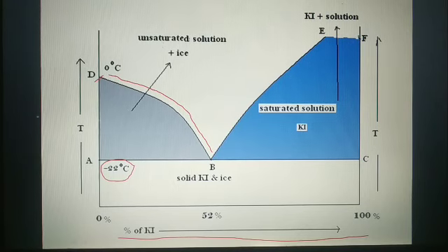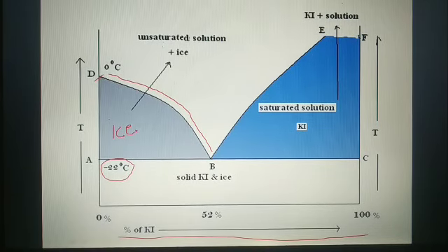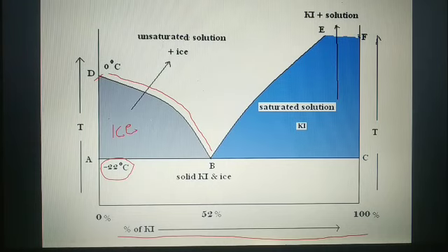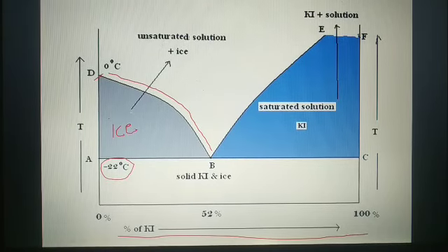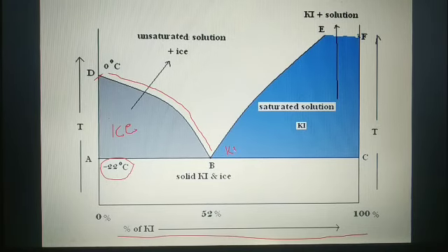So here in this portion we are having ice, because one of the solid components is there, plus we are having an unsaturated solution of the potassium iodide. So potassium iodide solution is there as well as ice. So it contains two phases here: one is the solid ice, another is the solution of potassium iodide. As we reach the point B, separation of KI starts in this region. So potassium iodide starts forming in this region.